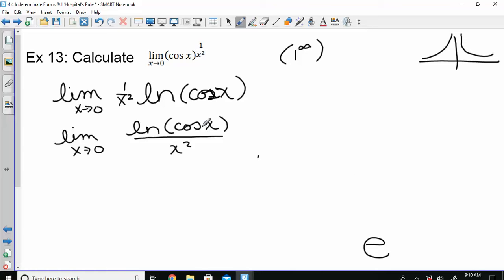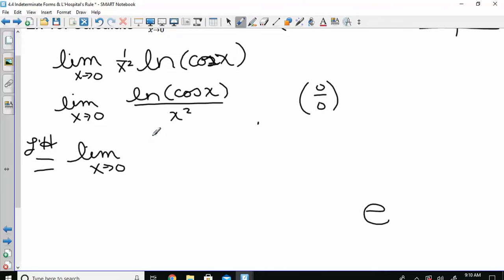So now, cosine of 0 is 1, natural log of 1 is 0 over 0. So that tells me we can do L'Hopital. Alright, derivative of a natural log is 1 over the argument, so 1 over the cosine x.